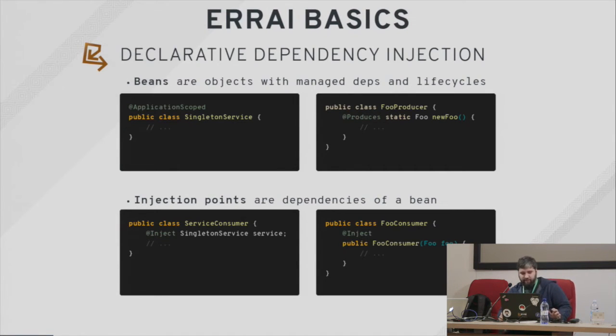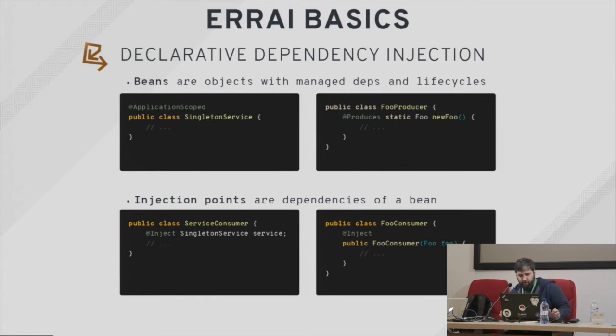So the first feature I'll talk about, dependency injection. Dependency injection in Errai is completely declarative, and it's based on the CDI specification for those of you who are familiar with Java EE. There are two main concepts in dependency injection in Errai. There are beans and there are injection points. A bean is an object that's managed for you by the container. And beans will have some dependencies, and they'll also potentially have lifecycle methods that the container will invoke for you.